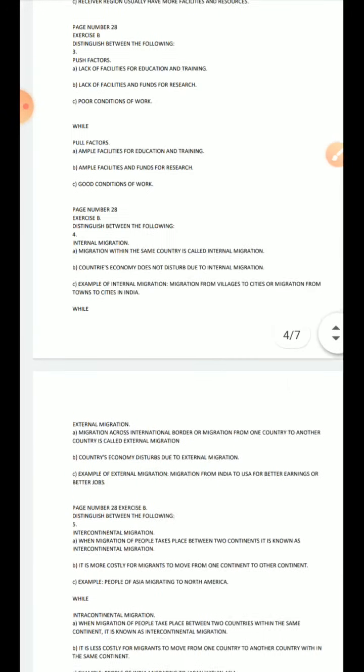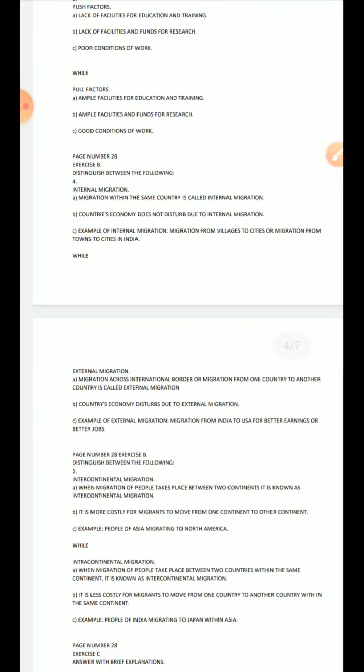Fourth distinguish is asking about internal migration and external migration. Our 3 points for internal migration are: migration within the same country is called internal migration. Country's economy does not get disturbed due to internal migration. This is my second point. In the third point, we have written an example of internal migration, that is migration from villages to cities or migration from towns to cities in India.